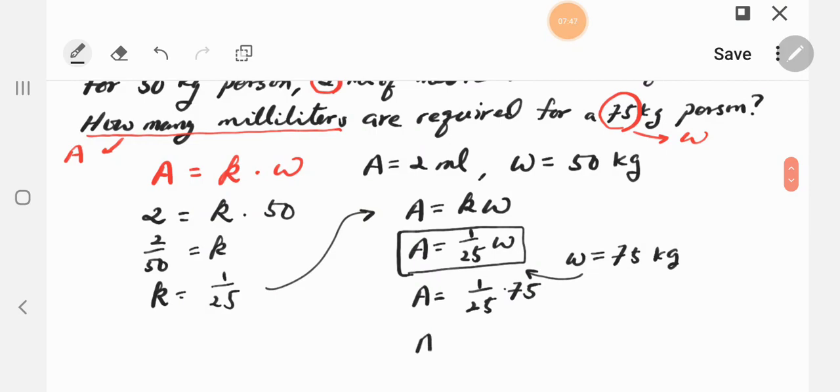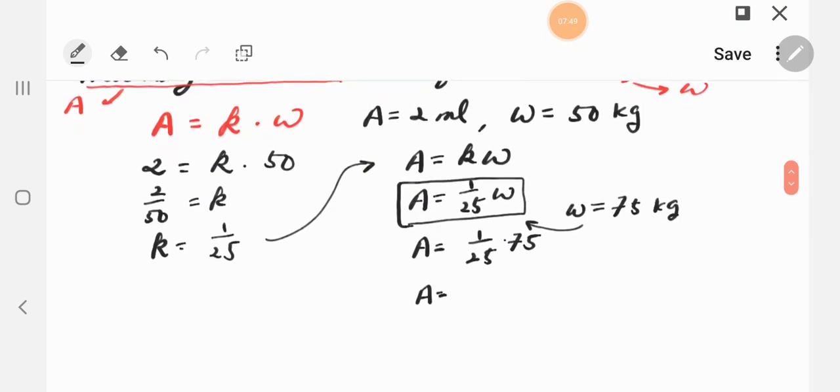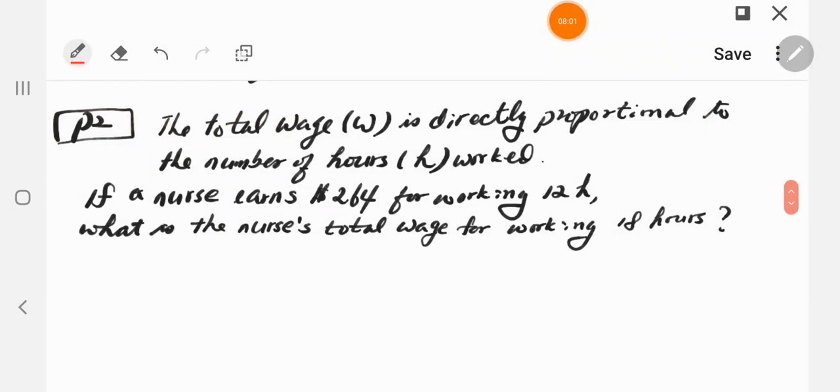And then A is equal to, okay, reduce it, that will be 3. So the amount of medication is 3 milliliters. Okay, problem number 2. Try this one on your own.